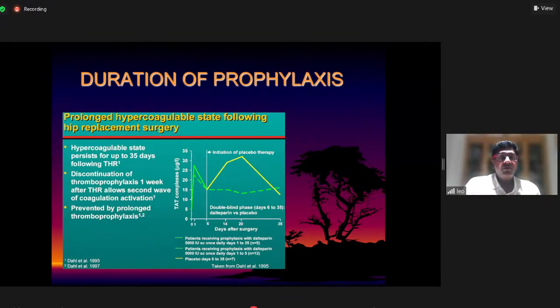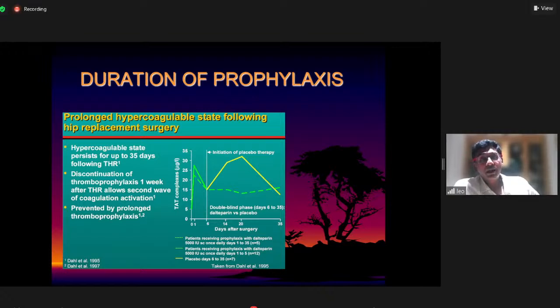Now, if we are going to give anticoagulant therapy to these patients in the postoperative period, how long do we need to give it? So this is one analysis which suggests that the hypercoagulable state in the postoperative period lasts up to 35 days following a total hip replacement.